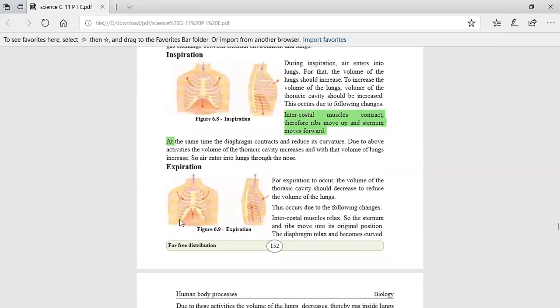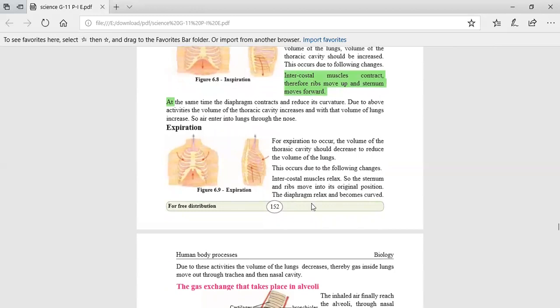Expiration then decreases the thoracic cavity. For expiration to occur, the volume of the thoracic cavity is decreased. How is it decreased?